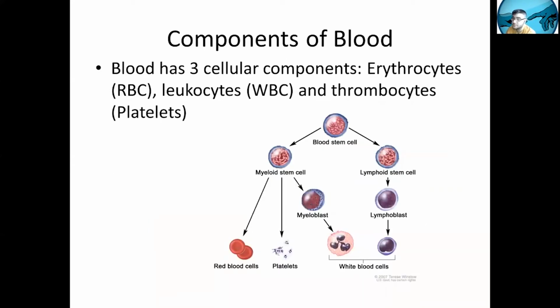So, components of blood. Blood has three cellular components: erythrocytes, which are red blood cells, leukocytes, which are white blood cells, and thrombocytes, which are platelets. And this is a very incomplete diagram. I think I've shown the more complete diagram in the stem cell lecture. This one's very, very simple. It doesn't even have any labeling, and it's missing a few steps. But this should give you the general idea that blood stem cells become red blood cells, platelets, and white blood cells.